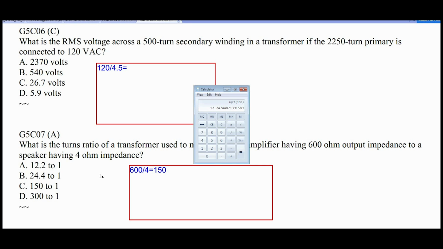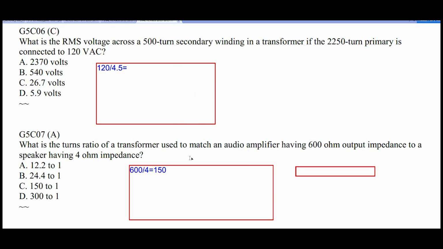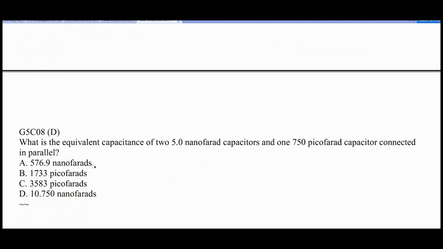Think of it this way, if you have, let's say, a turns ratio of 3-to-1 for real easy numbers, the impedance transformation is the square of the number of turns. So it's 3 squared, which is 9. So you have a 9-to-1 impedance transformation. So it's not the turns ratio, it's the square of the turns ratio, which is why I had to take the square root of that turns ratio of 150 to 1. Again, a bit of a tricky question, and one that most guys won't get right, by the way.